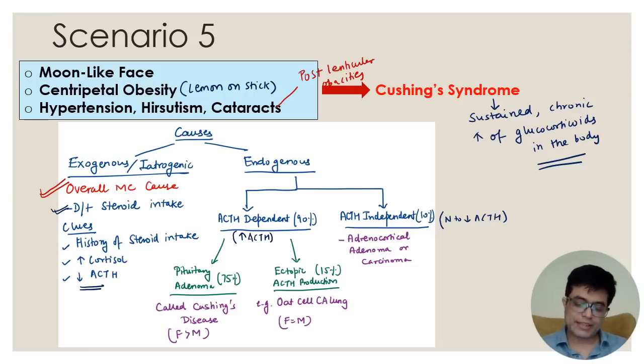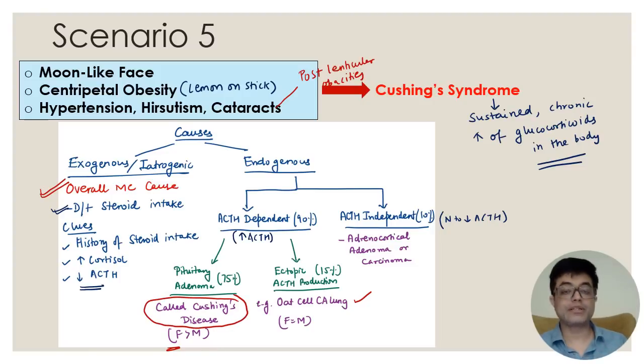When you talk about ACTH dependent causes, you have two further varieties. Either the pituitary is producing ACTH, which we call pituitary adenoma, in 75% of cases, or there is ectopic ACTH production. Ectopic ACTH production is typically seen in patients with oat cell carcinoma of lung. These patients, male and female, are equally affected. On the other hand, pituitary adenomas are more common in females, and the term used here is Cushing disease. So you need to distinguish Cushing syndrome from Cushing disease.